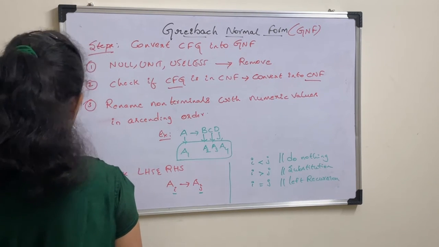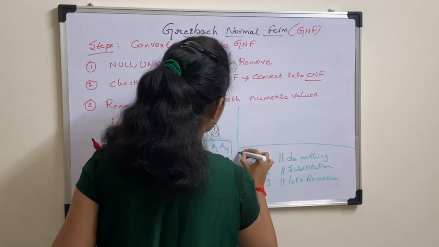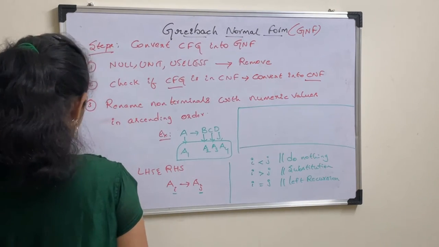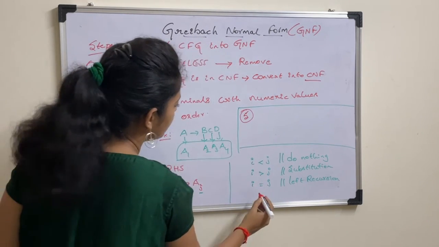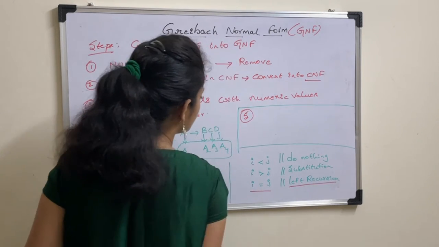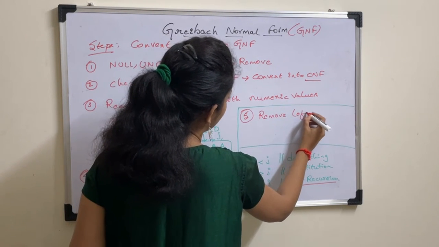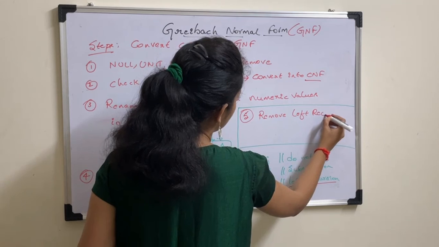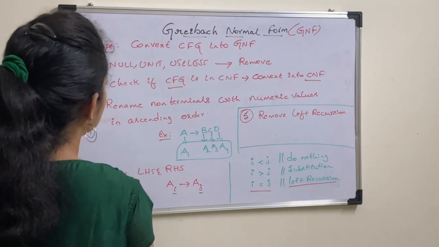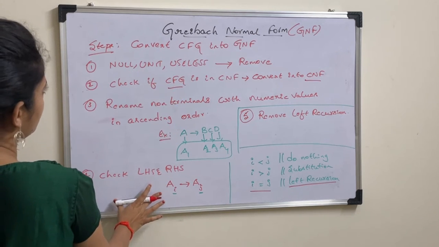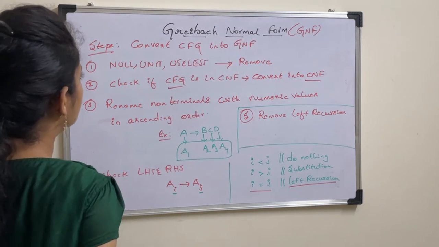And the final step, step 5: suppose after step 4, your grammar contains left recursion, then you need to remove that left recursion from the grammar. Remove left recursion. These are the steps we should follow in order to convert the given context-free grammar into Greibach normal form.